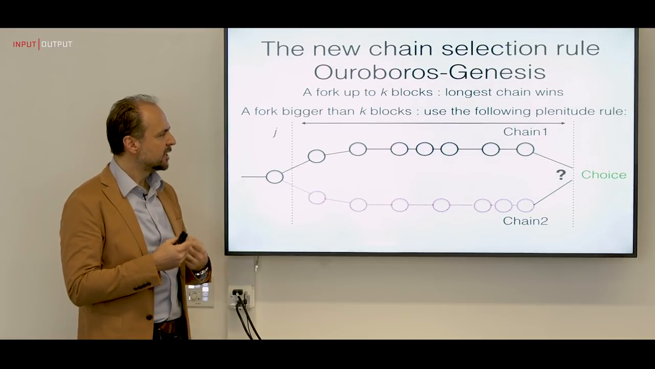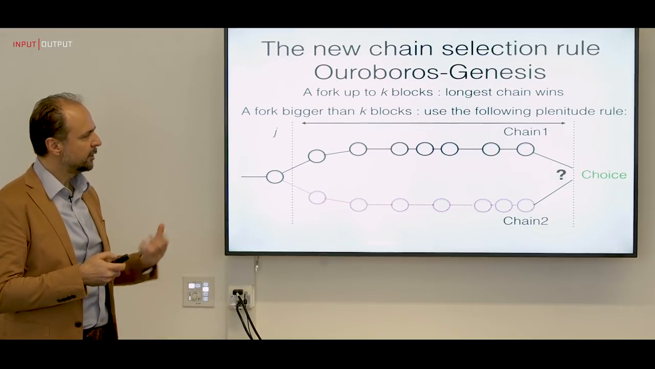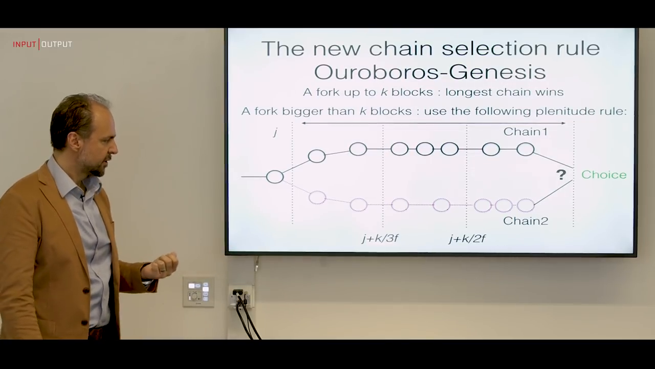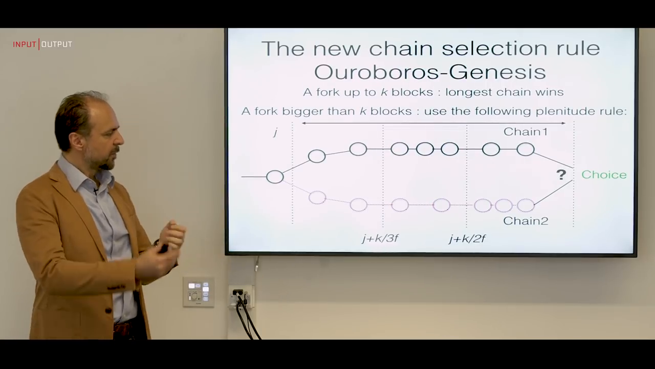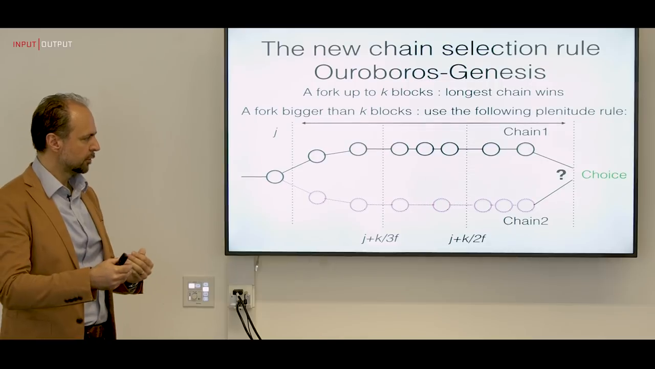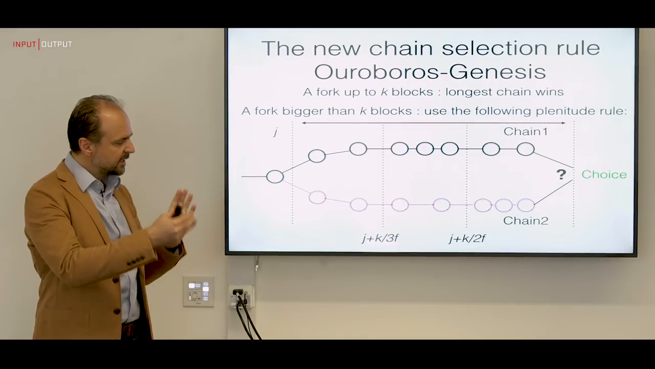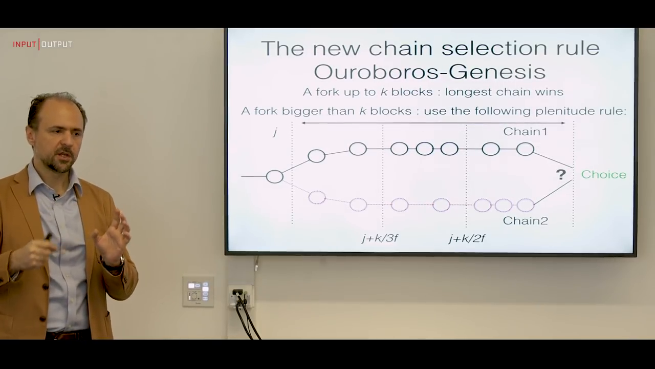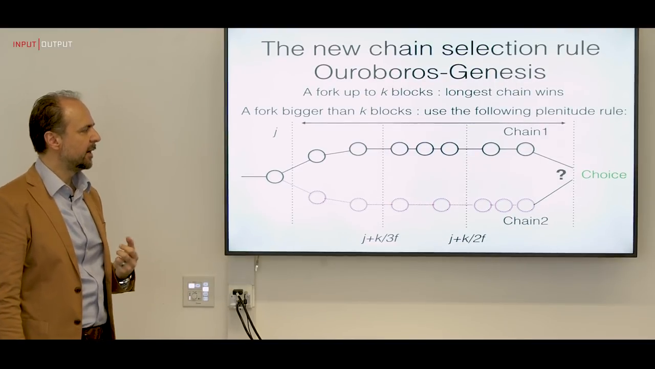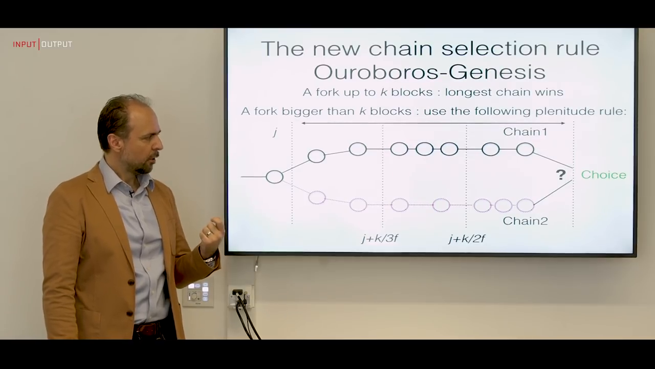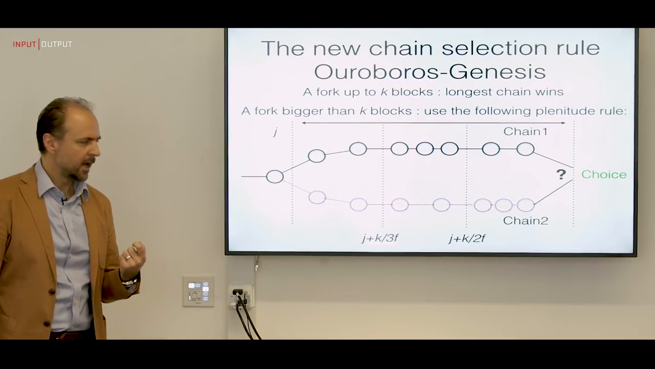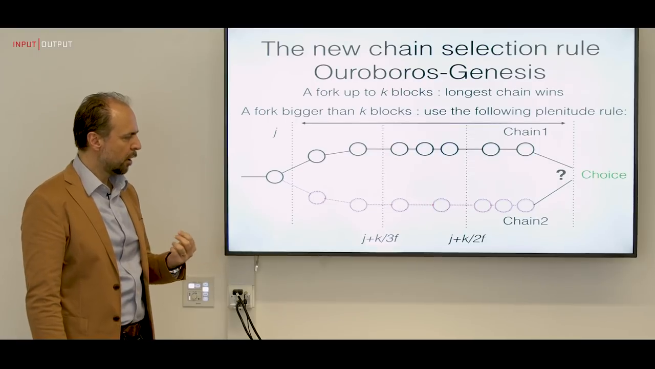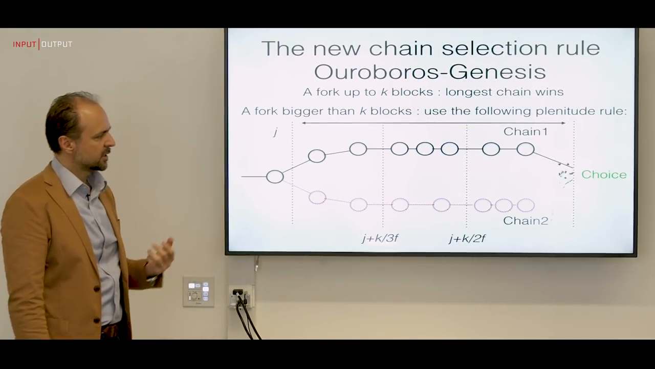On the other hand, if the fork is bigger than k blocks, the following plenitude type of rule is used. We go to the moment where the chains diverge, and then shortly thereafter, we isolate a certain region of blocks. And we see in this region, which is defined in the time domain, which of the two chains is more dense. And that's the plenitude rule. The party is going to follow the chain that is denser in the time domain, despite the fact that the other chain might have a multitude of blocks later on. So this is how the plenitude rule works.